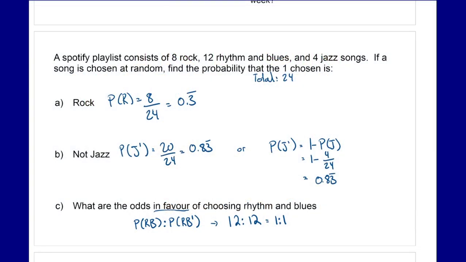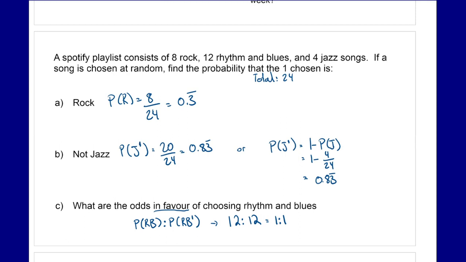Coming back to this question, we had to calculate the total number of songs in the playlist, which is 24. So the probability of rock is 8 over 24, or roughly 33.33%. Probability of not jazz: there are two ways you could have done this. You could have added up all of the outcomes that were not jazz, so the 8 rock and the 12 rhythm and blues, so 20 out of 24. Or you could have used the indirect method, found the probability of jazz, and subtracted that from 1 to find the probability of not jazz, or the complement, which is indicated by this little apostrophe.